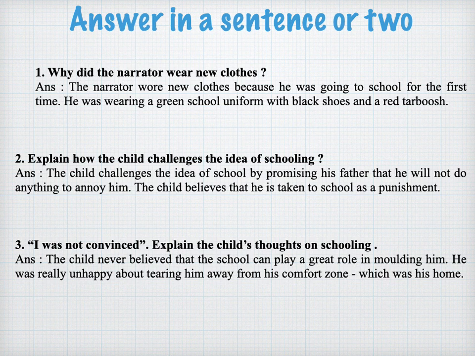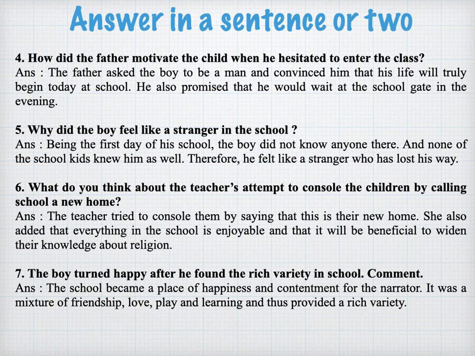The child never believed that the school can play a great role in molding him. He was really unhappy about tearing him away from his comfort zone, which was his home. Moving on, question number four: how did the father motivate the child when he hesitated to enter the class?